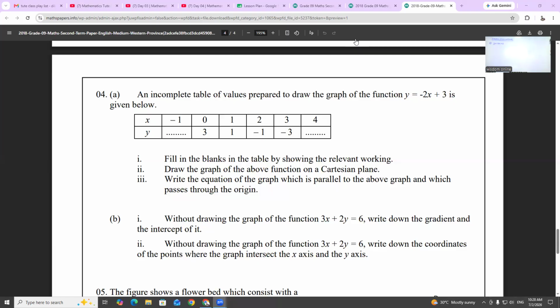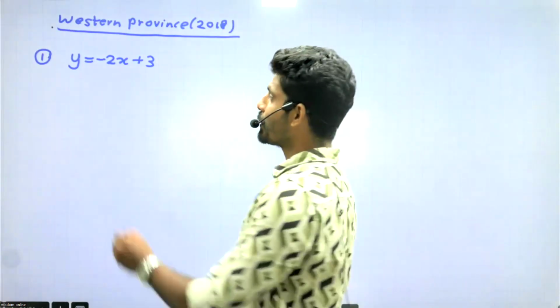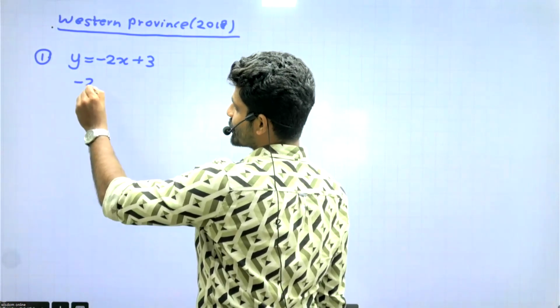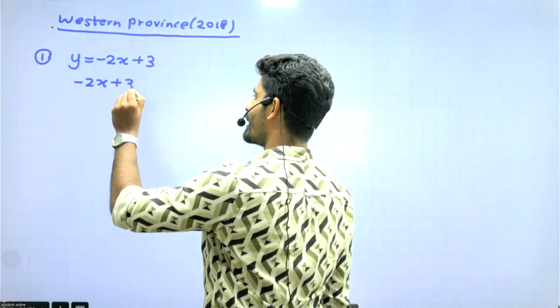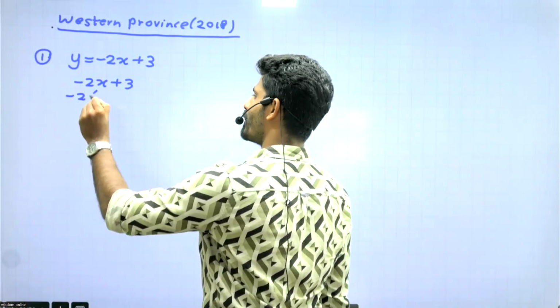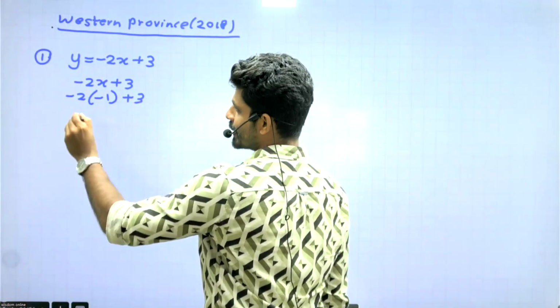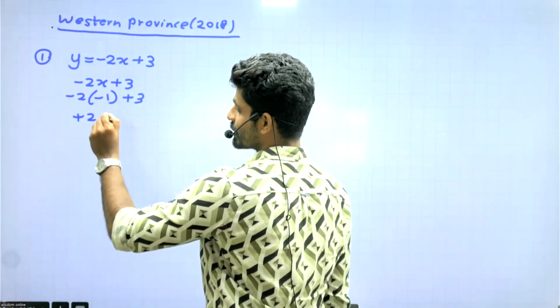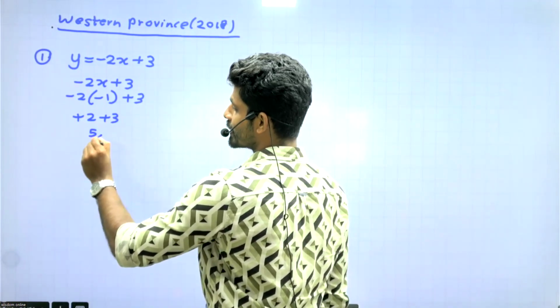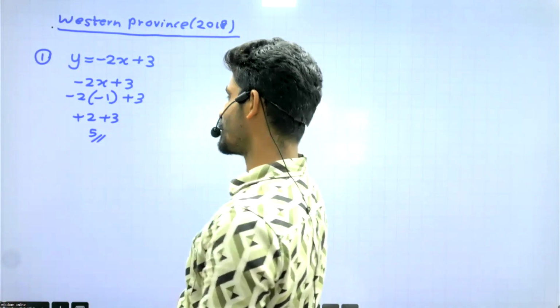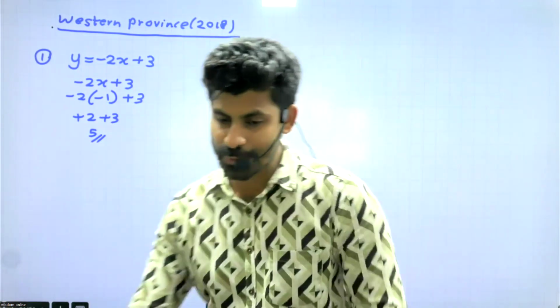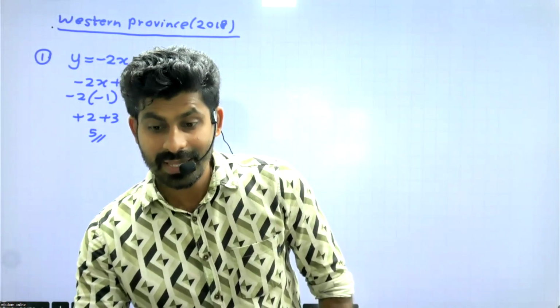Let's quickly move to the next one. Minus 2x plus 3. Then x means minus 1. Substituting for x, minus 2 times minus 1 plus 3. Minus into minus gives plus 2. Plus 2 plus 3, what is the answer? Plus 5.